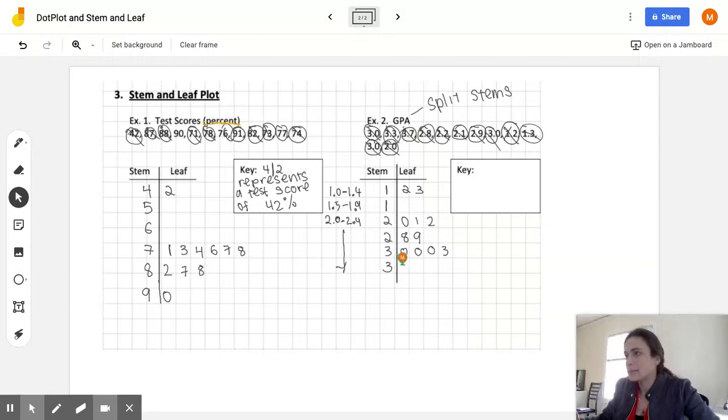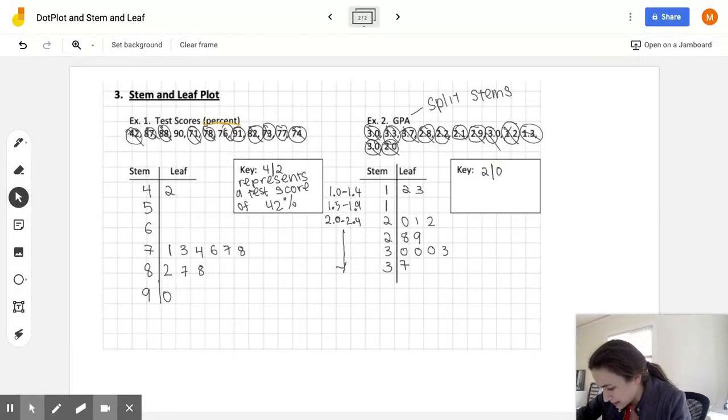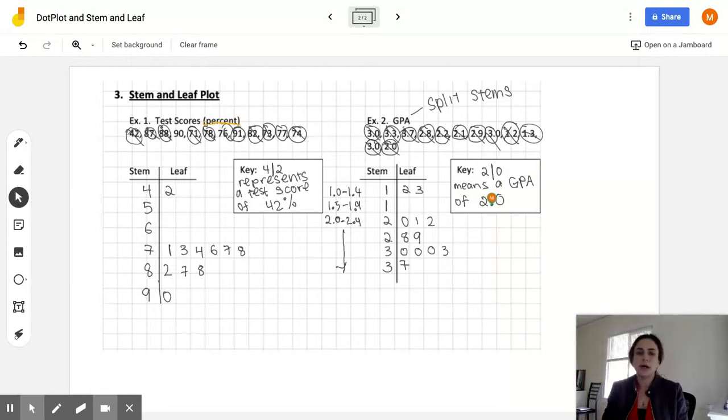One thing I recommend is to count at the end to make sure that the number of data points here represents the number of data points here. Okay, so for this key, let me pick a different one. I'll do 2 line 0. You can pick any one. Means a GPA of 2.0.